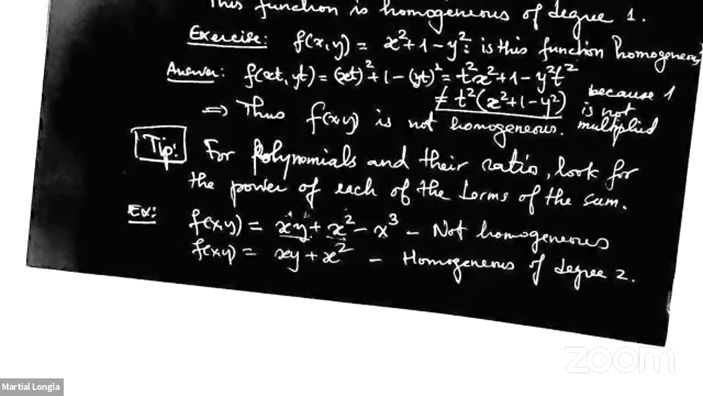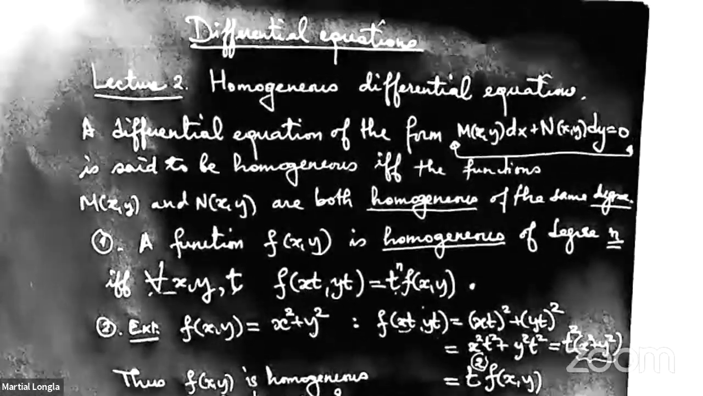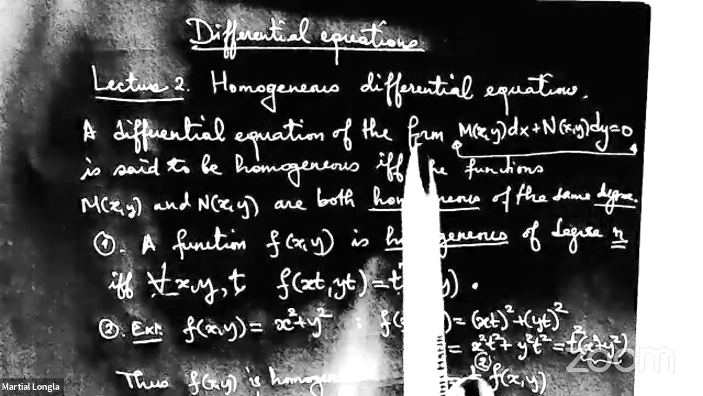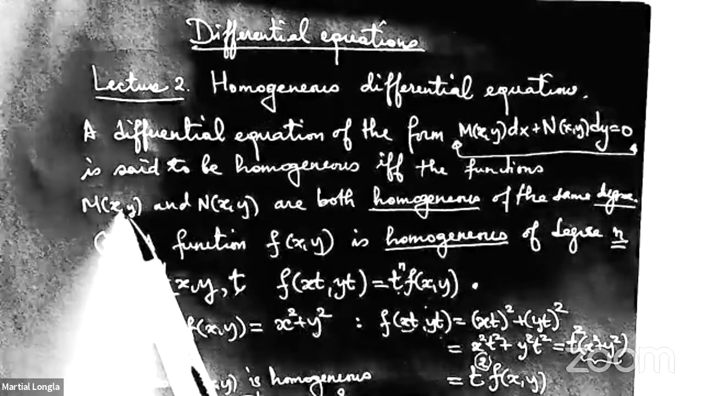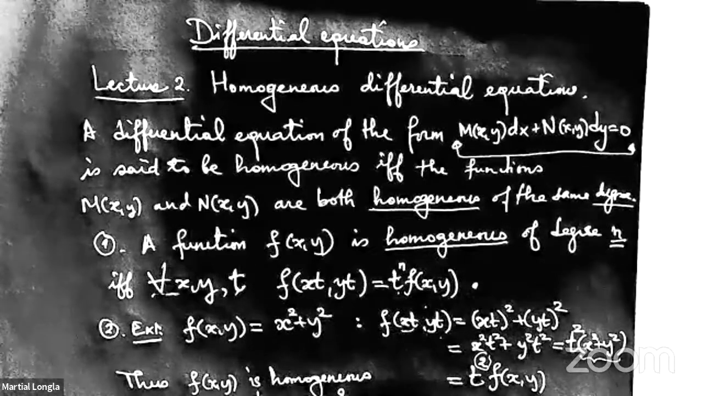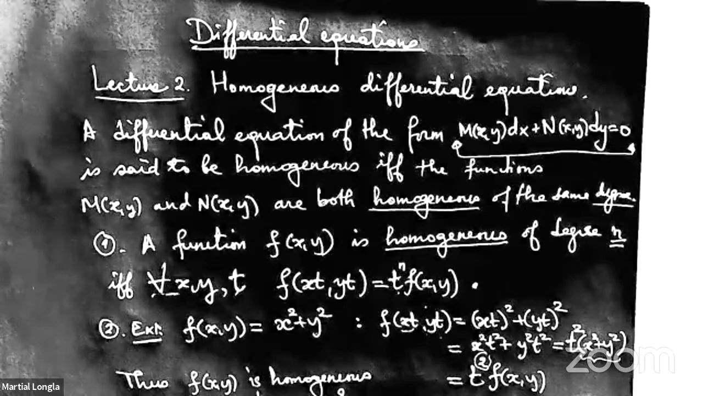Okay, so that's pretty much it for homogeneous functions. And why do we define them? Because they are used in the definition of homogeneous equations, which is the topic of today's lecture. So again, we say that a differential equation is homogeneous if the functions M and N are both homogeneous of the same degree. Let's look at some examples now.